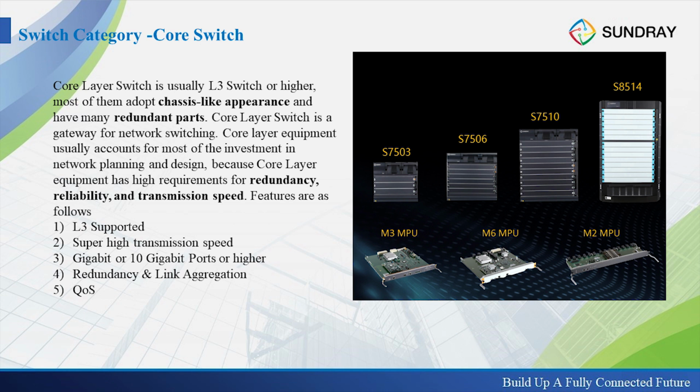Here we make a conclusion of the features. It's the core level switch. It must support layer 3, and it also needs to support high transmission speed. And maybe in the core layer switch, it has gigabit SFP or 10 gigabit ports or higher, and it supports redundancy, link aggregation, stacking, and so on. It also needs to support QoS to control the traffic.